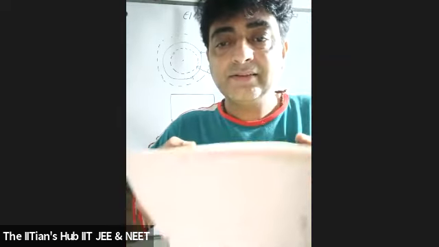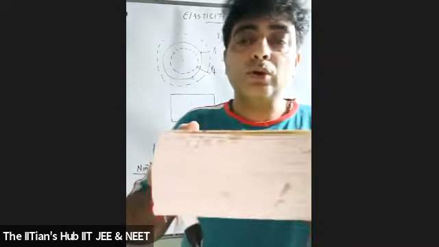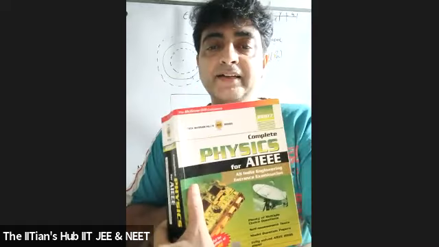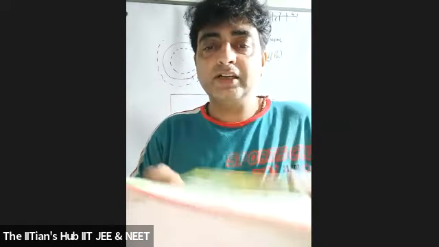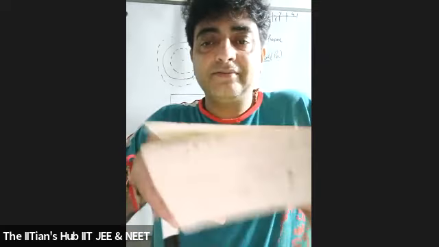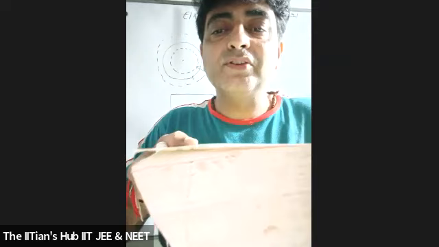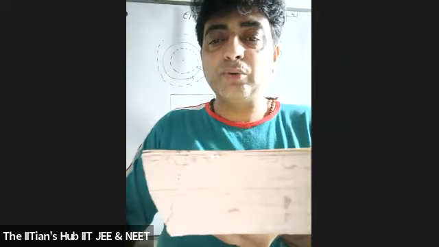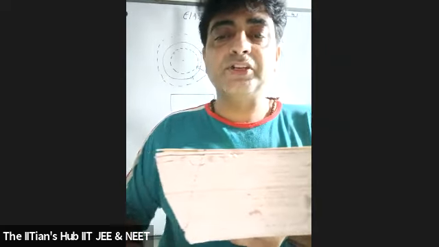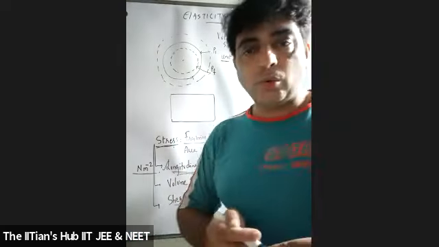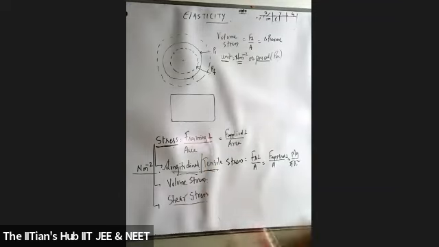Agreed? Yes, sir. Now see, if I give you in this manner, what is the volume of this book? Base area into height. Now suppose if I shift in this manner, what is the volume of this also? Base area remains the same, and the perpendicular height which I drew over here remains the same. Did I change the volume? No, but the shape changed. This is called shear stress.